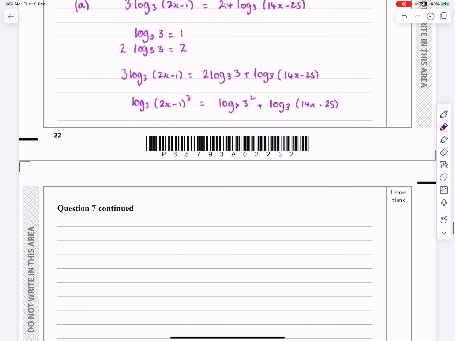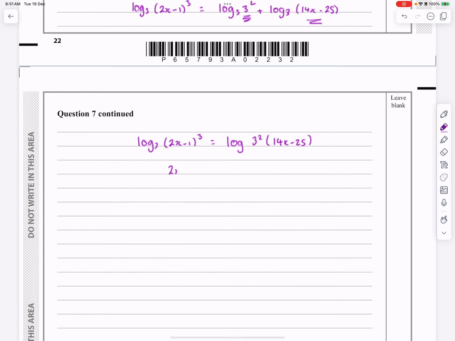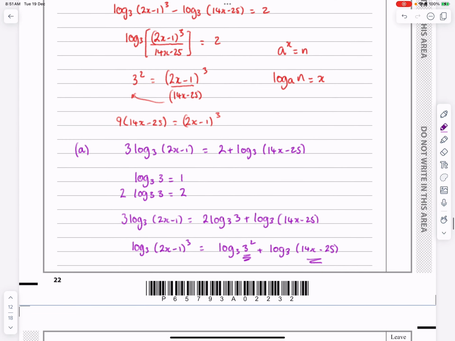So at this stage, let's just tidy that up because that does not look like a 3 there, and it's supposed to be a 3 there. Let's just tidy up the right-hand side. Left-hand side's finished. 2x minus 1 cubed is equal to, I've got log of a plus log of b, so that's log of ab, so log of 3 squared times 14x minus 25. And now what I can say is if I've got log of something equals log of something, the two somethings are the same as each other. So we are now going to end up at 2x minus 1 cubed equals 3 squared, I'm going to call that 9, 9 lots of 14x minus 25.